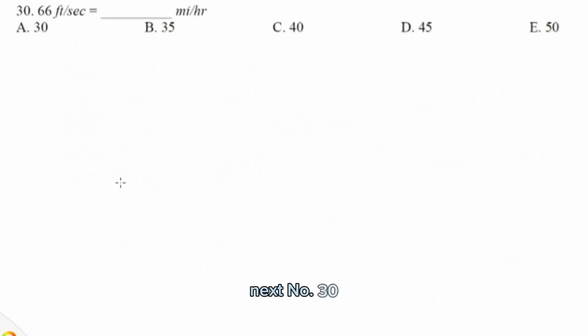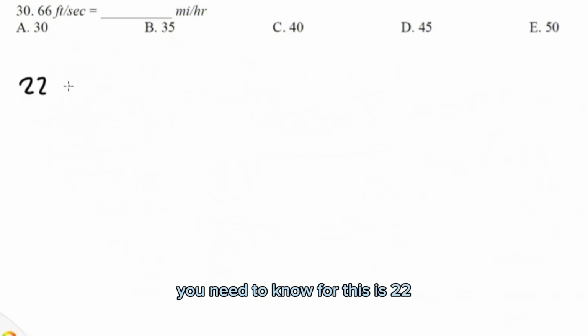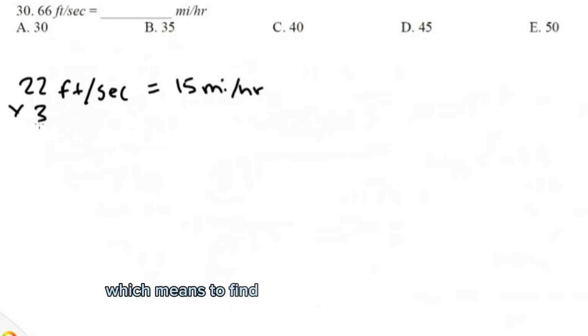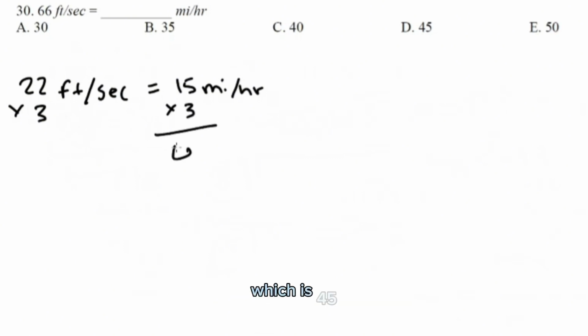Next, number 30. 66 feet per second is equal to how many miles per hour? Alright, the simple conversion chart you need to know for this is 22 feet per second is equal to 15 miles per hour. So if we're given 66, 66 is just 22 times 3, which means to find the amount of miles per hour, we can do 15 times 3, which is 45, and that's your answer.